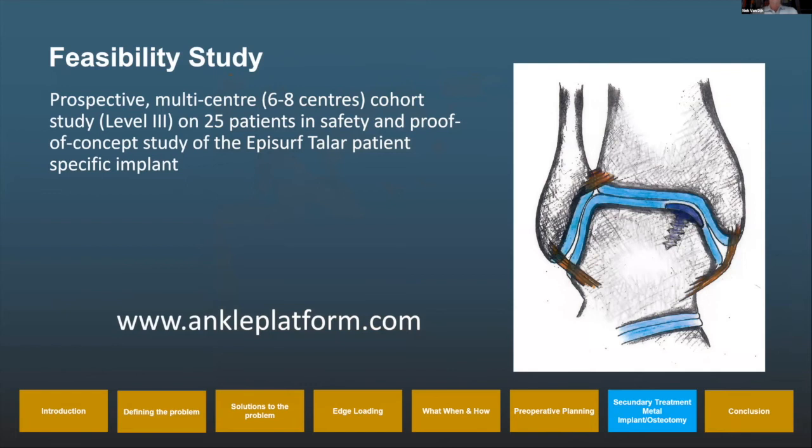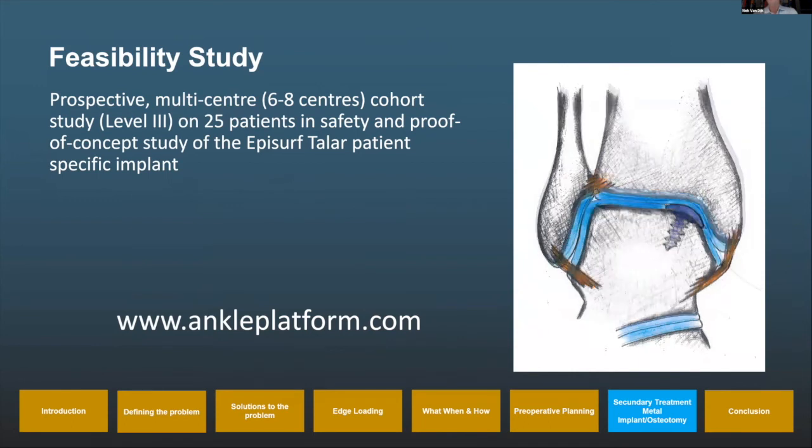So we're currently in the phase of starting a feasibility study for the Episealer, a prospective multi-center trial, and Federico will take part in this study. And you will find the technique. We will publish it on the ESSKA platform website.